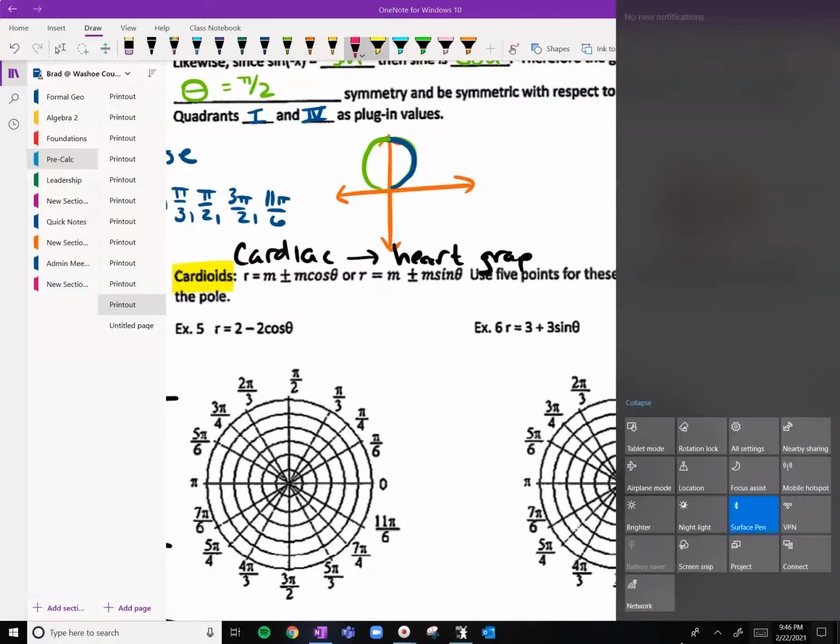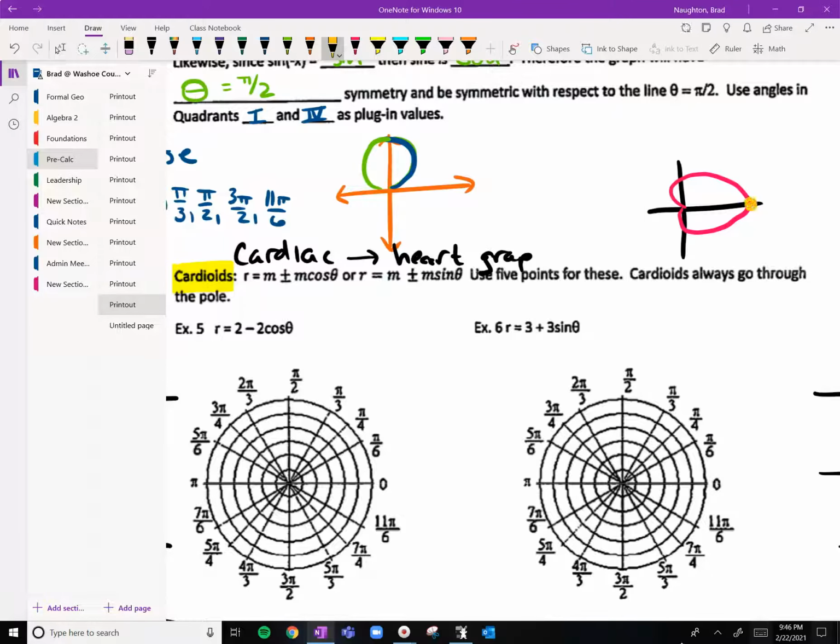Okay, so we're going to call this part right here the tip, and it's going to be pointing away from our pole. So for cardioids, we're going to have our pole where we have our little top parts of our heart, and then the tip is going to go the farthest away. Cool. So welcome to this new graph.